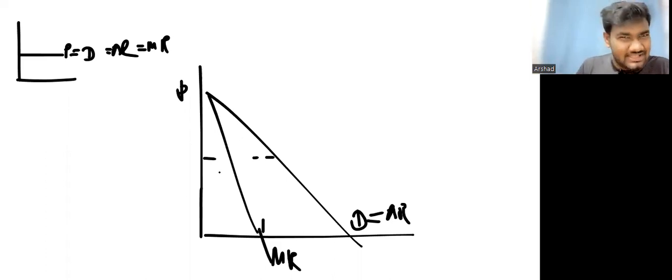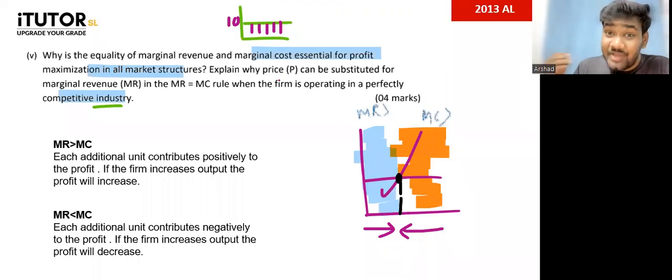I did explain this a little, I think, in one class. I can't remember where. I think in a doubt clearing session or somewhere. So that is why they asked this question in the first place. The price and MR are not always the same in other firms. But if you take a perfectly competitive firm, because they are a price taker, because they have this perfectly elastic demand curve like this, therefore price can be substituted. Is that okay? Can you all take some time and come up with a nice answer for that?